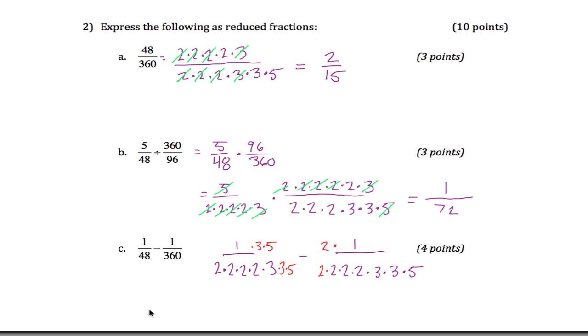And now what we have is a common denominator. 3 times 5 is 15, 2 times 1 is 2, and this denominator is 2 times 2 times 2 times 2 times 3 times 3 times 5. That's kind of a pain to do. The 2 and the 5 give me 10, so this is going to end in a 0. 2 times 2 times 2 is 8, 3 times 3 is 9, and 8 times 9 is 72. So what we get is 13 divided by 720. That's our final answer, and that's the end of this quiz.